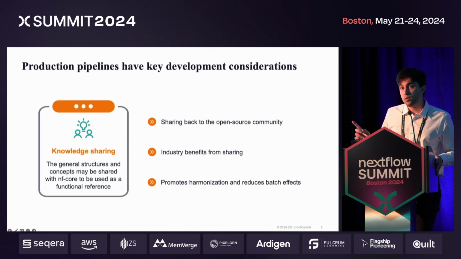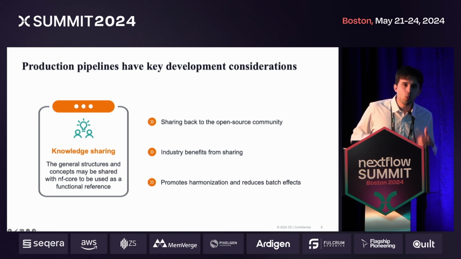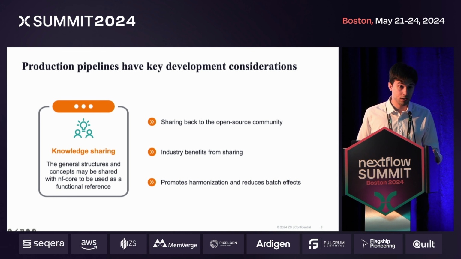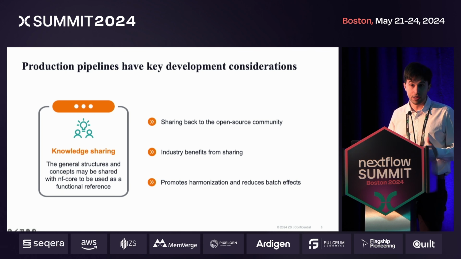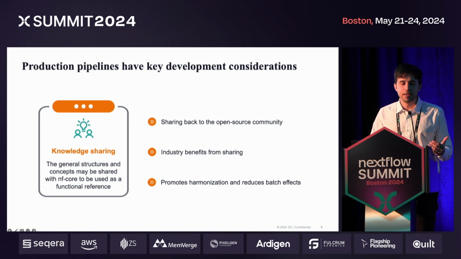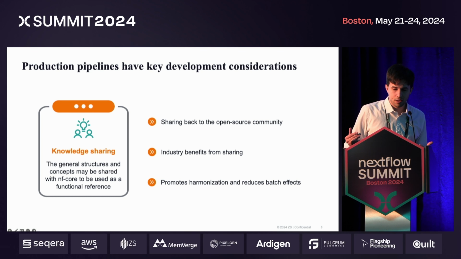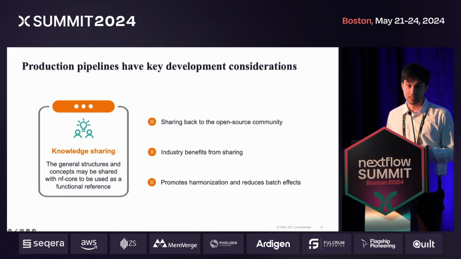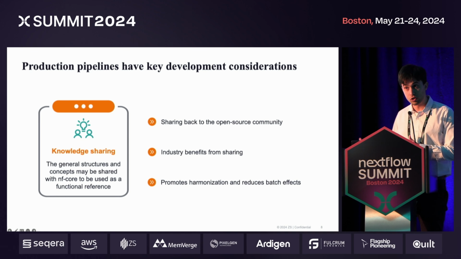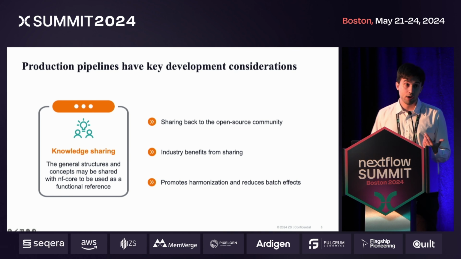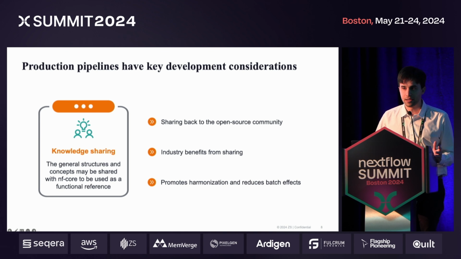Finally, this is not always possible. It depends on many things. But when we can, we like to share back to the open source community, either working directly with the great NF Core community or by sharing the main structures or concepts with Seqera so they can use it as a functional reference. The industry benefits from the sharing and reusability across organizational groups, and having a dialogue with the community allows for the refinement of the workflows. It empowers the clinical teams to use the exact same qualified workflows produced by the research teams, promoting harmonization and reducing analytical batch effects.